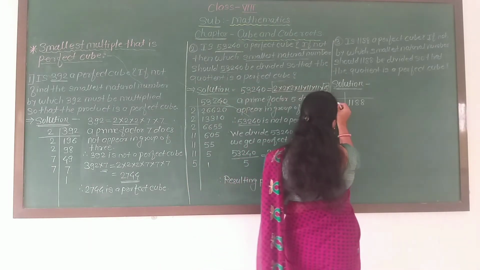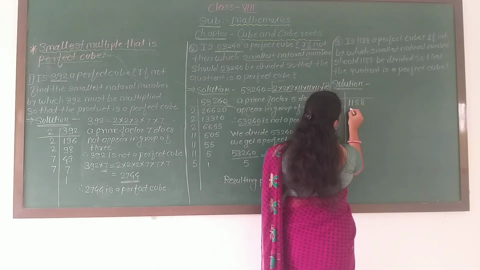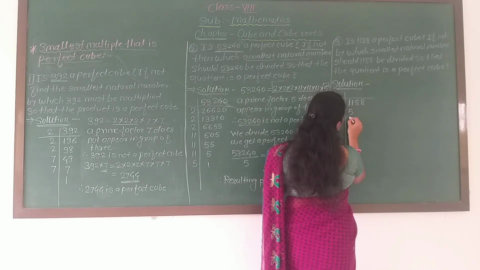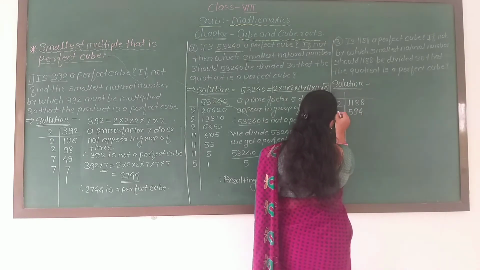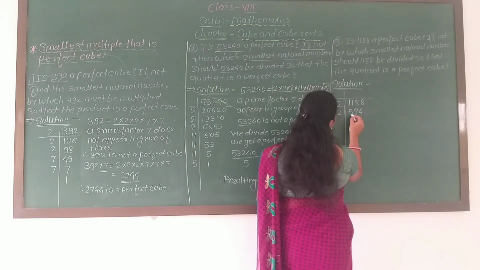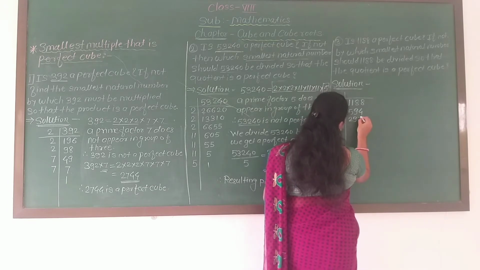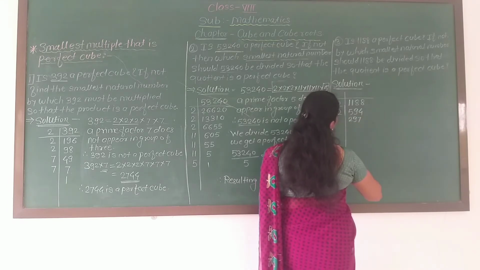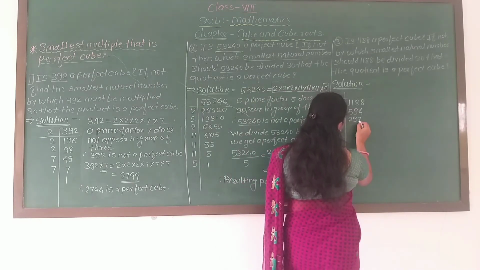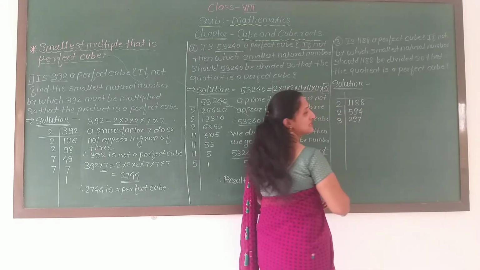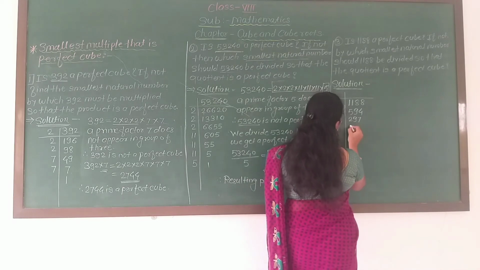First we divide this number by 2. 2 5s are 10, 1 is remaining. 2 9s are 18 and 2 4s are 8. After that, again this number is divisible by 2. 2 2s are 4, 2 9s are 18, 1 is remaining, 2 7s are 14. 297. Now this number is divisible by which number? 9 7 10, that is 16, 17, 18. This number is divisible by 3.